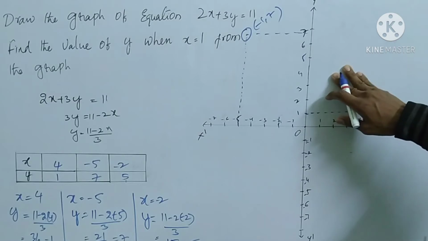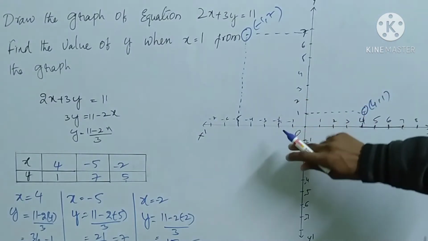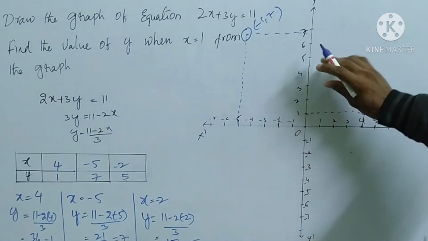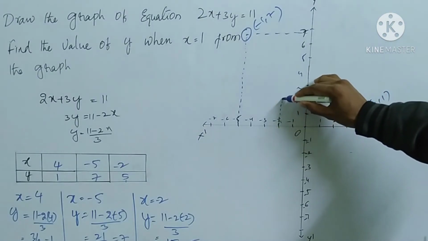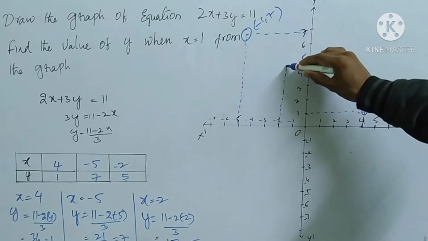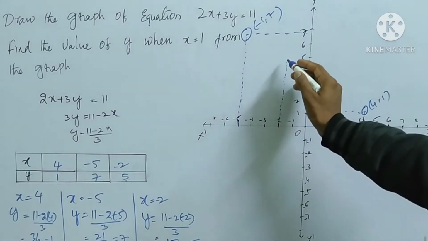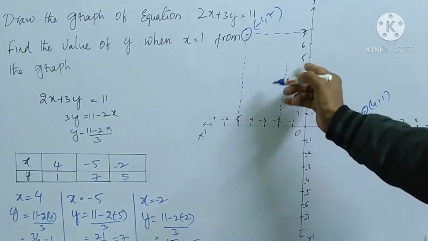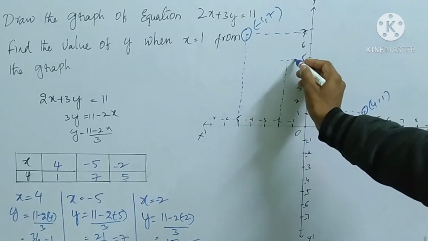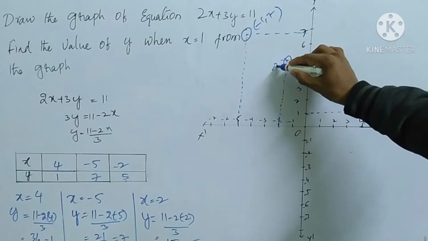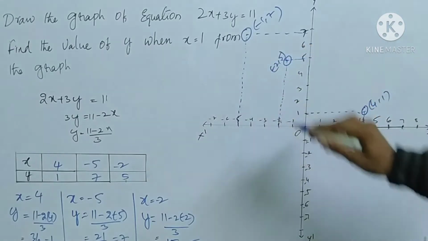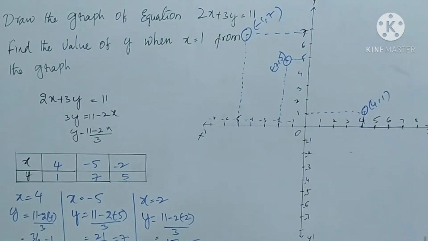Next one, minus 2 comma 5. So, here x is equal to minus 2 and y is equal to 5. Draw a perpendicular line of x axis at minus 2 and draw a perpendicular line of y axis at y is equal to 5 which is parallel to x axis. Meeting point is called minus 2 comma 5. Join these solutions. So, we get the graph of 2x plus 3y is equal to 11.